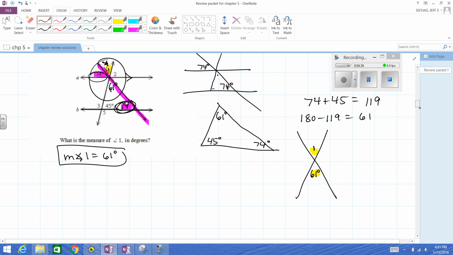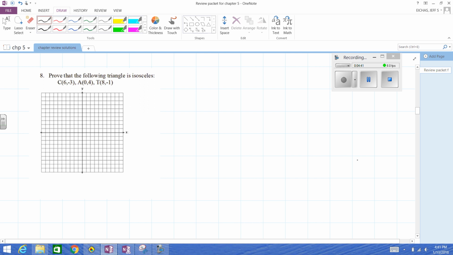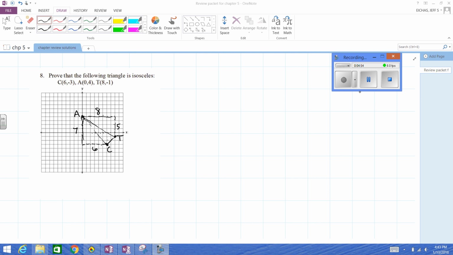All right, prove that this triangle is isosceles. So I'm going to step out for a second. I'll graph it and put some things on it to not waste any time. Okay, so back at it.